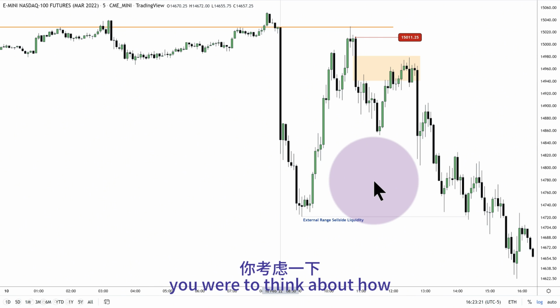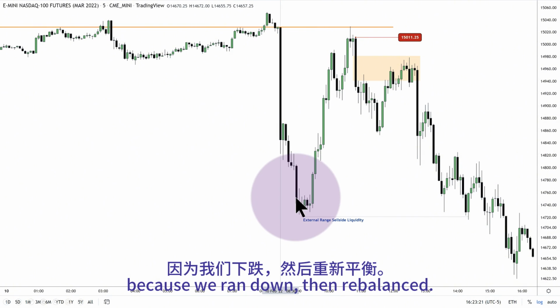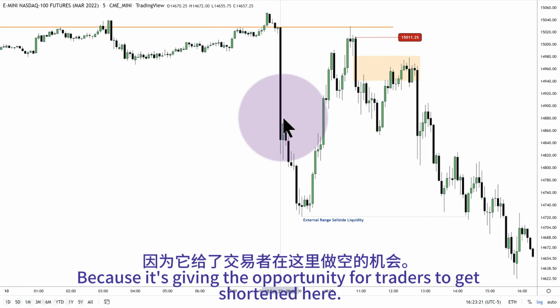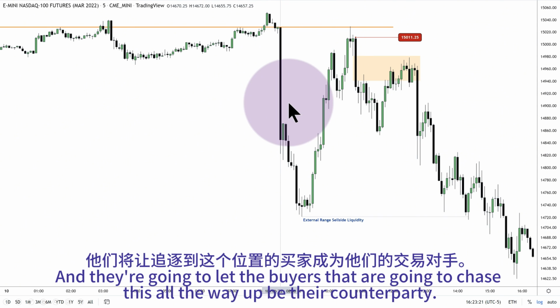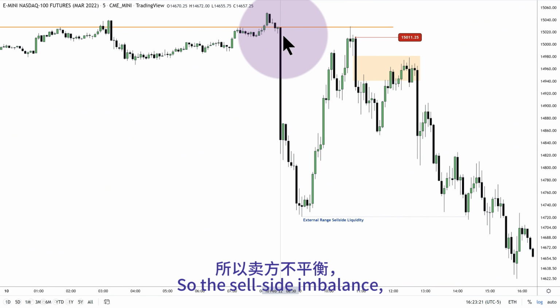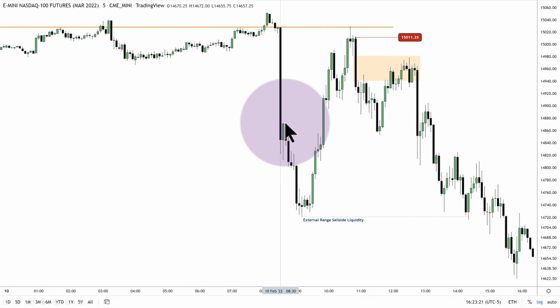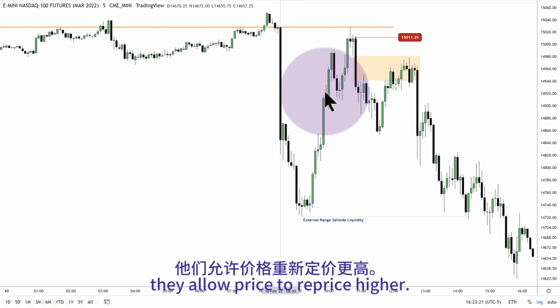If you were to think about how this was the ultimate target, because we ran down, then rebalanced. Why is it rebalancing? Because it's giving the opportunity for traders to get short in here. Okay? And they're going to let the buyers that are going to chase this all the way up be their counterparty. So the sell side imbalance, it's all aggressive selling, to offer buy side. They allow price to reprice higher.